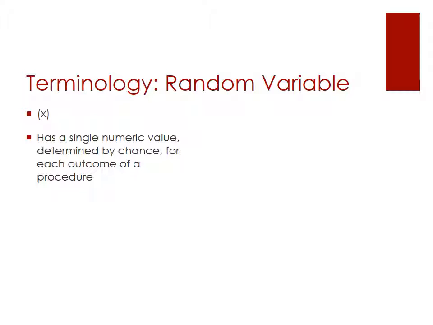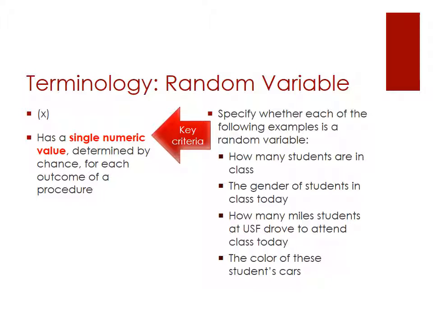A random variable is designated by the value x. So anything that we're interested in looking at, if we're looking at height, weight, miles people have driven to a class, or wildlife distributions as they're migrating, whatever these things are, we would designate them in a numerical problem as an x. It's a random variable if it has a single numeric value that is determined by chance for each outcome of a procedure. Now the key terminology here is single numeric value.